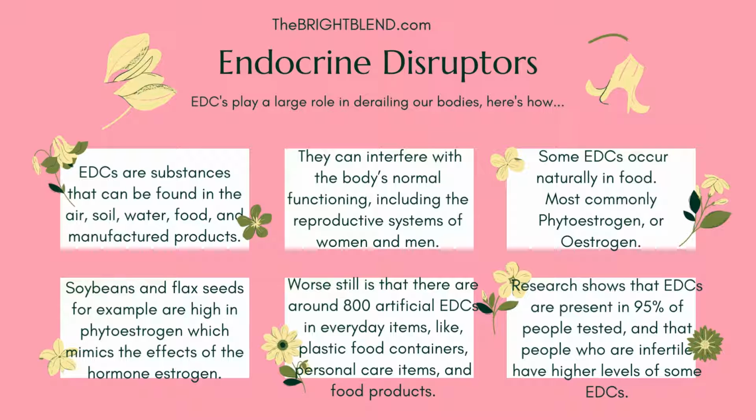Endocrine disruptors play a large role in derailing our bodies, and here's how. EDCs are the substances that can be found in the air, soil, water, food, and manufactured products that we consume. They can interfere with the body's normal functioning, including the reproductive systems of both men and women. Some EDCs occur naturally in food. Most commonly, phytoestrogen or oestrogen are found. Soybeans and flax seeds, for example, are high in phytoestrogen, which mimics the effect of the hormone estrogen in women.